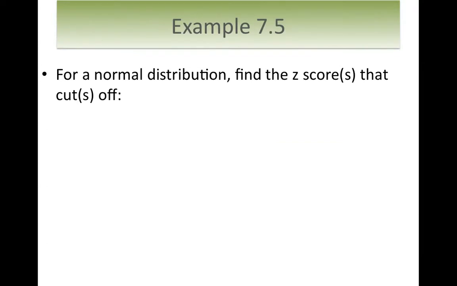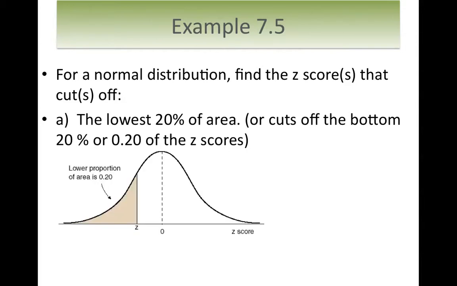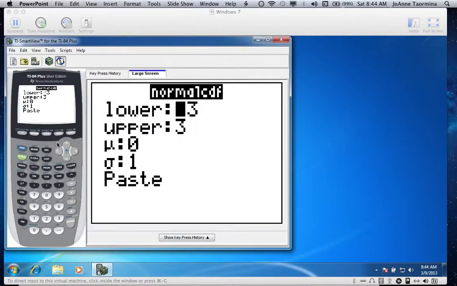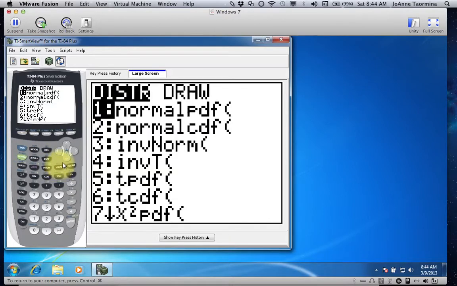So let's look at an example. For a normal distribution, find the z-score or scores that cuts off the lowest 20% of area, the bottom 20%. So basically, I'm going to show you on the calculator how you arrive at the answer from the previous slide. So we're going to go to our calculator, and we are going to find the invNorm function. So I'm going to quit normalcdf, which is where I was before, and go to invNorm, second DISTR. invNorm is number 3.